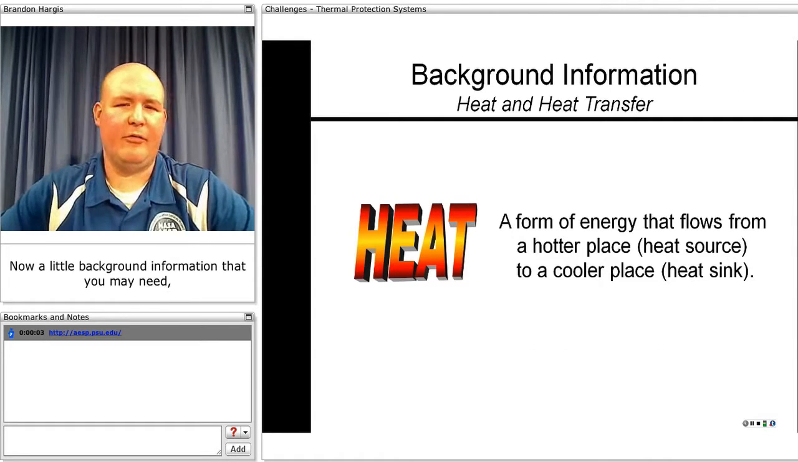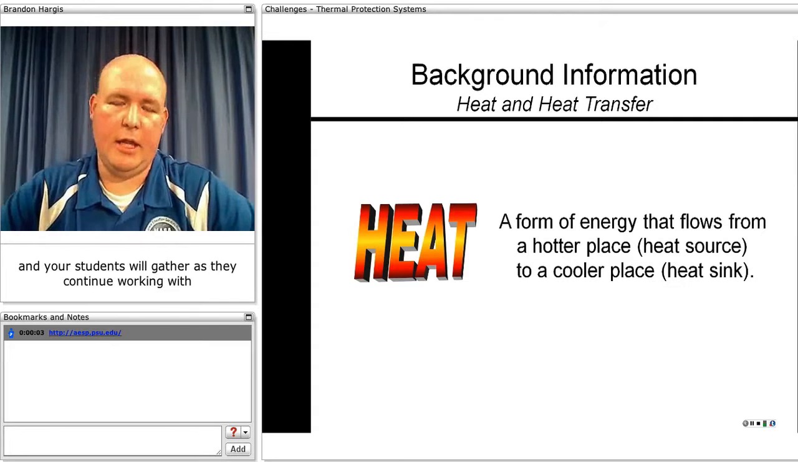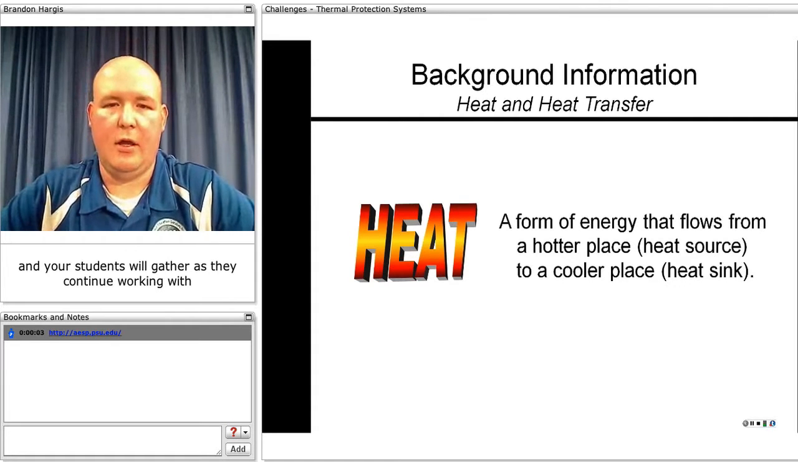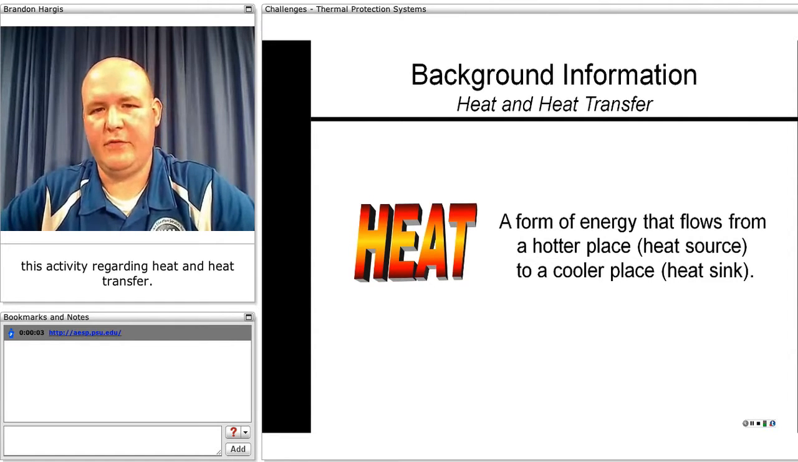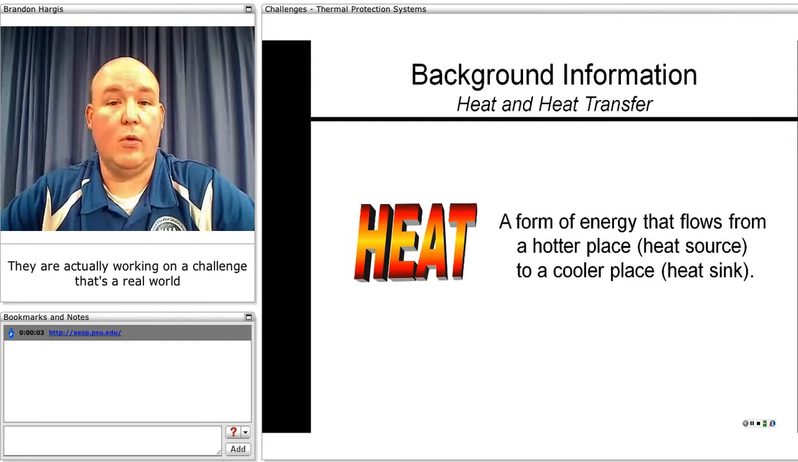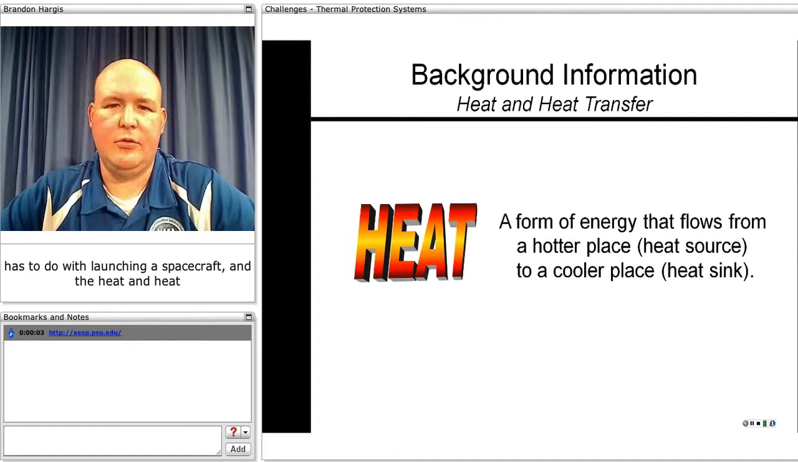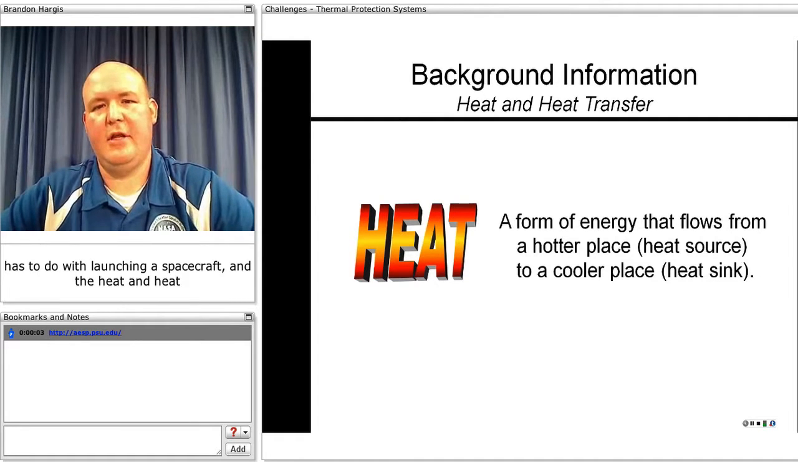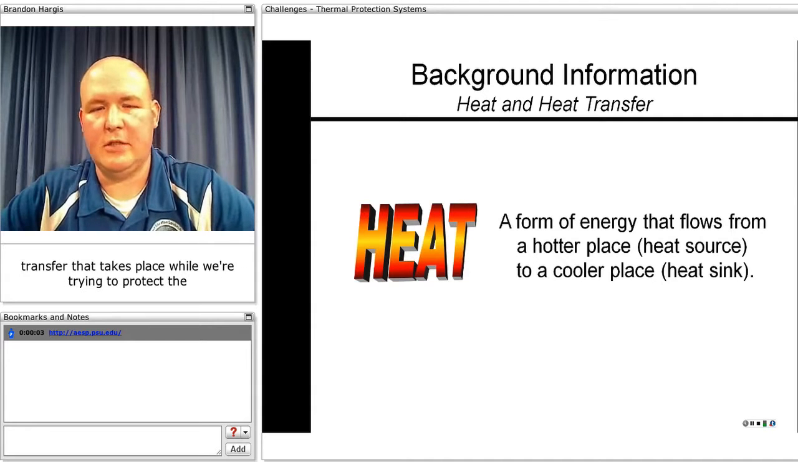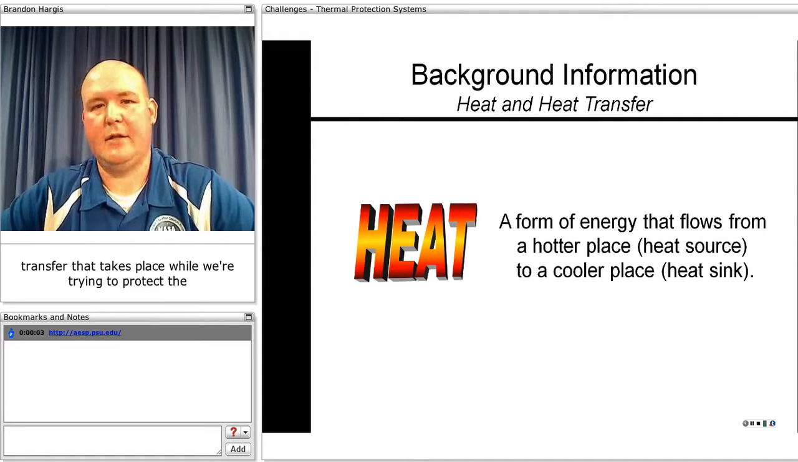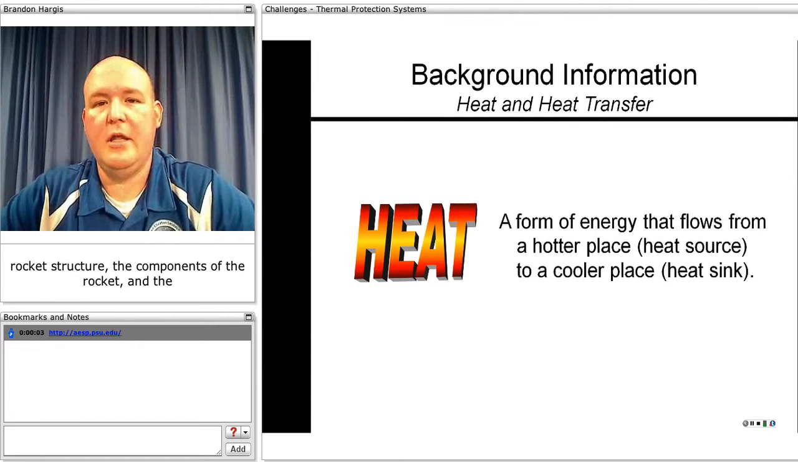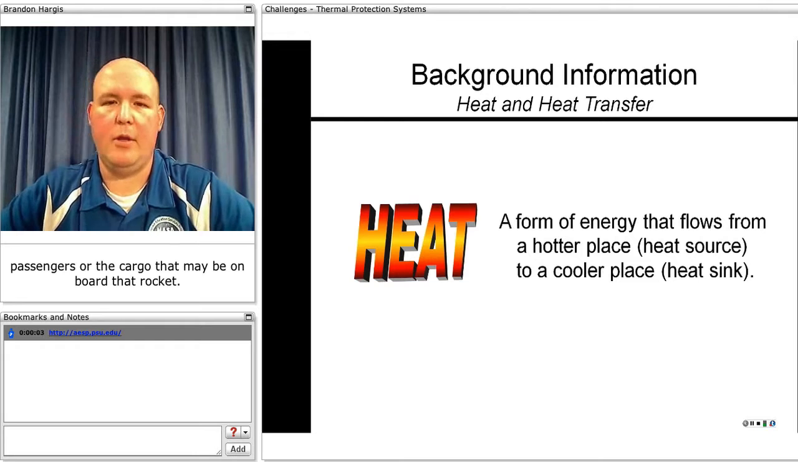Now, a little background information that you may need and your students will gather as they continue working with this activity regarding heat and heat transfer. They are actually working on a challenge that's a real-world problem faced by the space program, and that has to do with launching spacecraft and the heat and heat transfer that takes place while we're trying to protect the rocket structure, the components of the rocket, and the passengers or the cargo that may be on board that rocket.